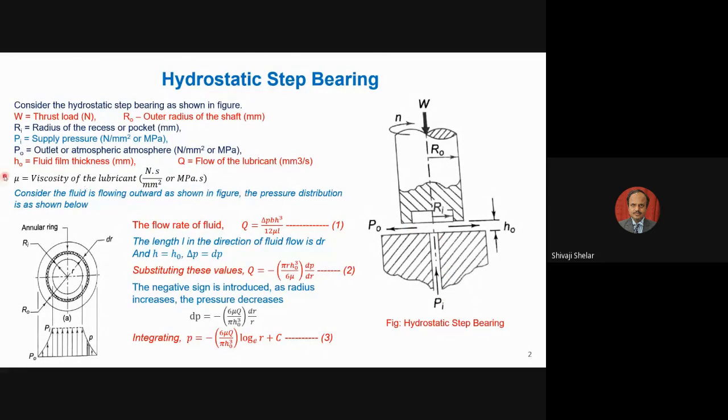Then H naught, that is the fluid film thickness in millimeter. This is the minimum fluid film thickness through which the fluid is passing. So that thickness is called H naught. And how much flow is going? So this fluid will be going out here. How much amount of fluid is passed through this bearing? That is the flow of the lubricant, which will be taken in millimeter cube per second. And we are using a lubricant here, so the lubricant will have viscosity. So mu is the viscosity of the lubricant, which is normally expressed in terms of Newton second per millimeter square or megapascal second.